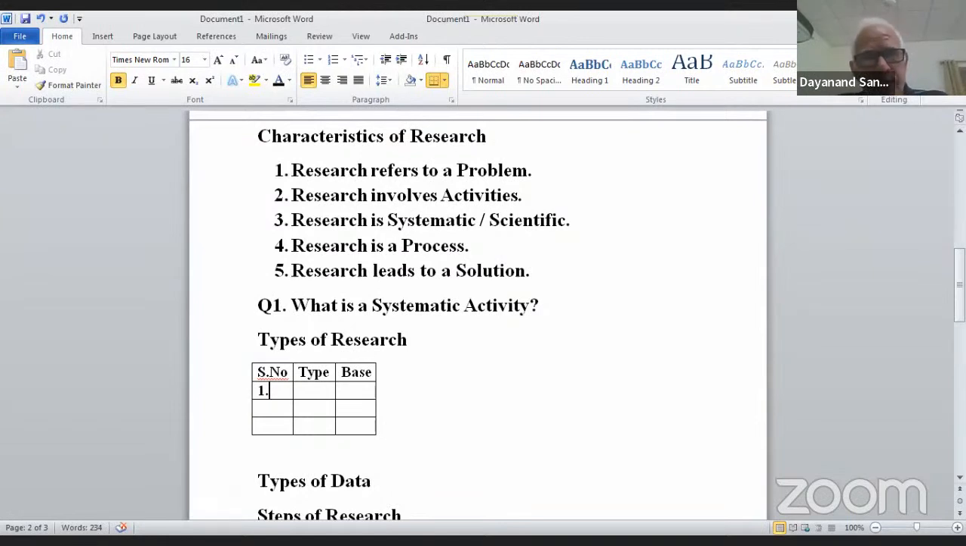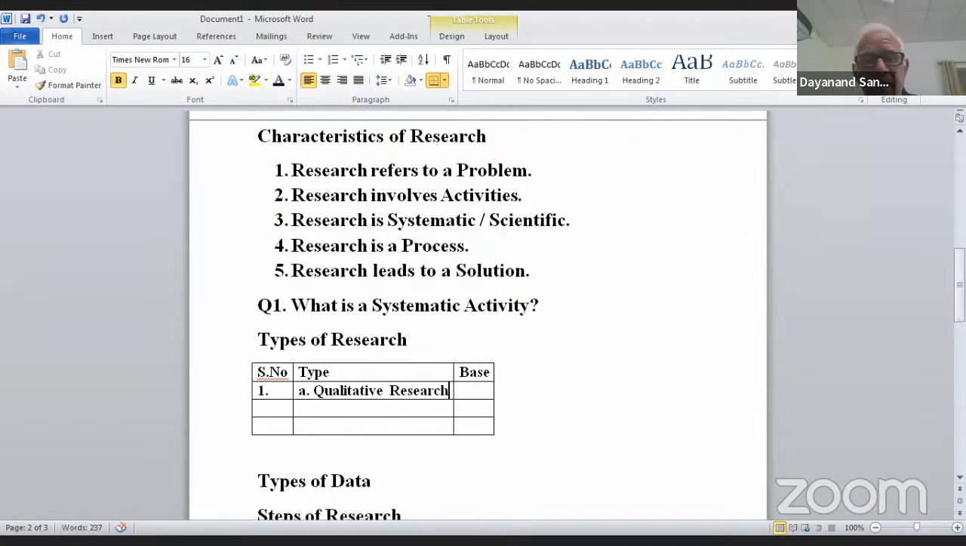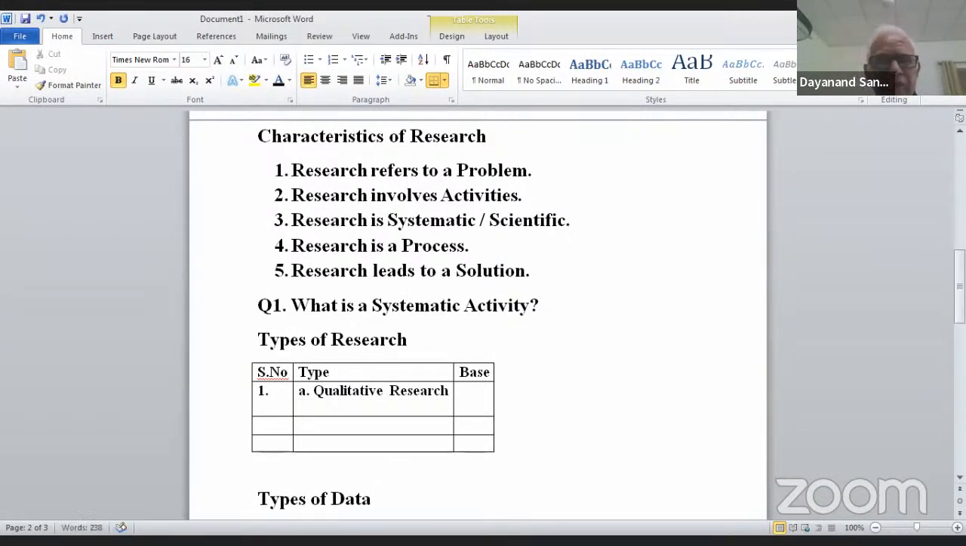If you see language, you will have pure qualitative data. In geography, you may have a quantitative data and you may also have a qualitative data. So if you have a qualitative data, that is called a qualitative research. And if you have a quantitative data, that is called quantitative research. So you will have the two types of researches. Any subject, all subjects will have two types of researches. One is the qualitative research, other is a quantitative research.